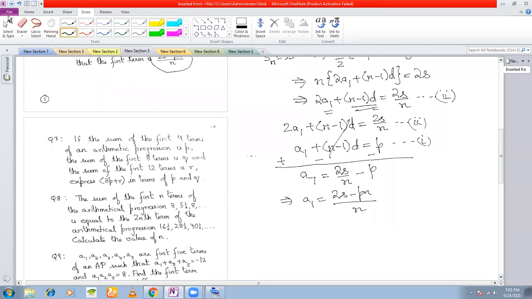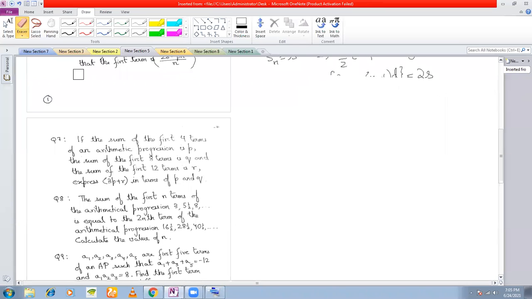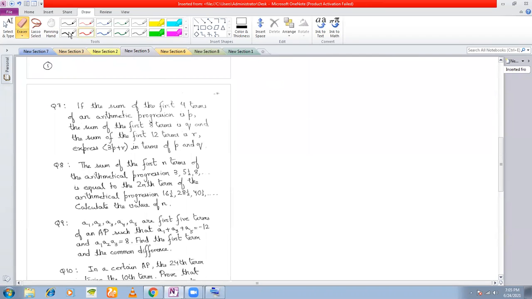I'll see number 7 now. The question here is, if the sum of the first 4 terms of an AP is P, the sum of the first 8 terms is Q, and the sum of the first 12 terms is R, express 3P plus R in terms of P and Q.